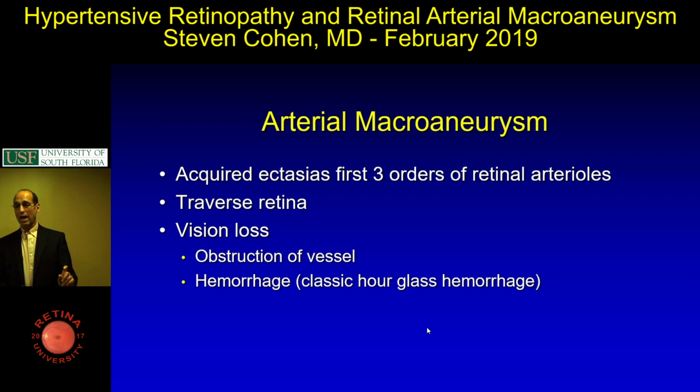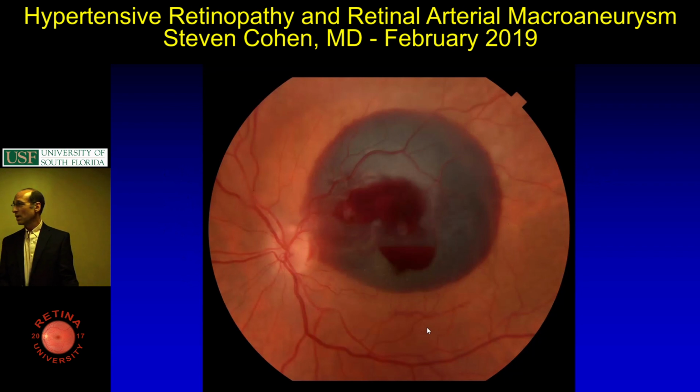They traverse the retina, and you can get vision loss from the obstruction of the vessel or from the hemorrhage. This is a classic hourglass hemorrhage. So if you see a subretinal hemorrhage, preretinal hemorrhage around a vessel, especially if it tends to be centered on an arteriole, it's a macroaneurysm that ruptured.